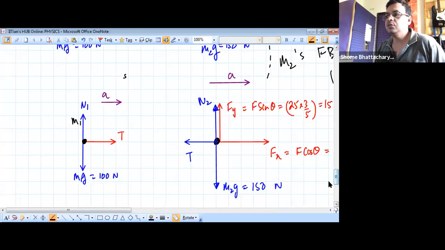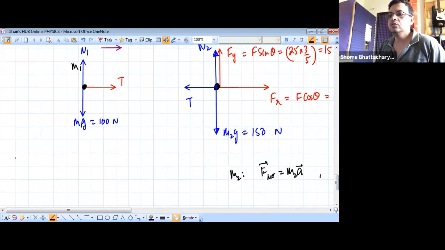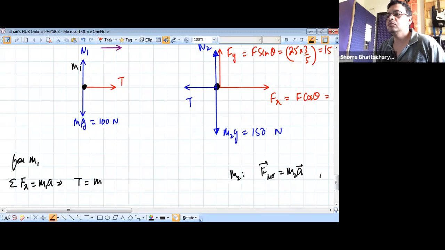For M1, it is actually a lot simpler because there are a lot fewer forces. So for M1, summation Fx should be equal to M1A. So summation Fx is only one force. So T is equal to M1A. This is our third equation here.